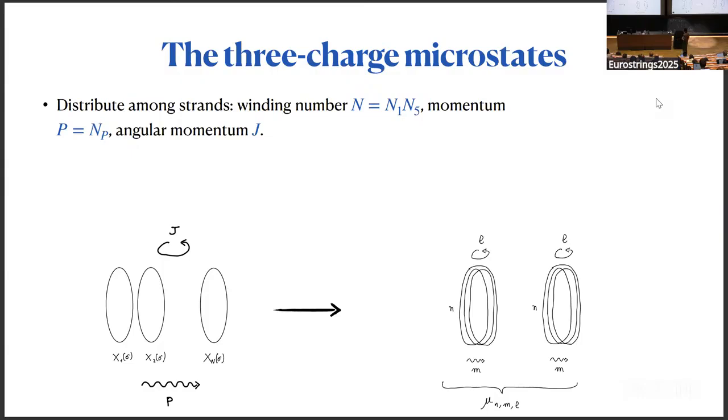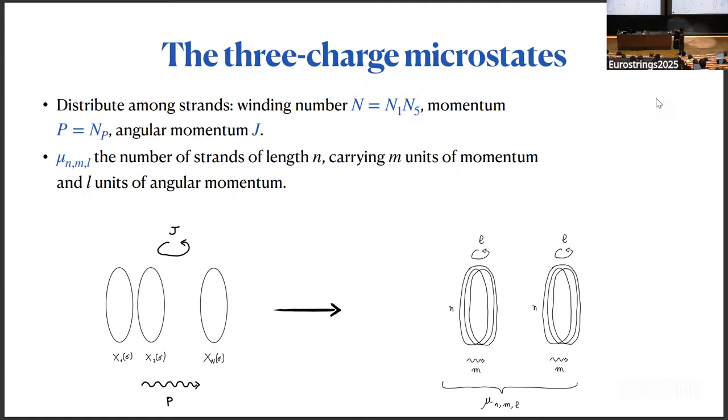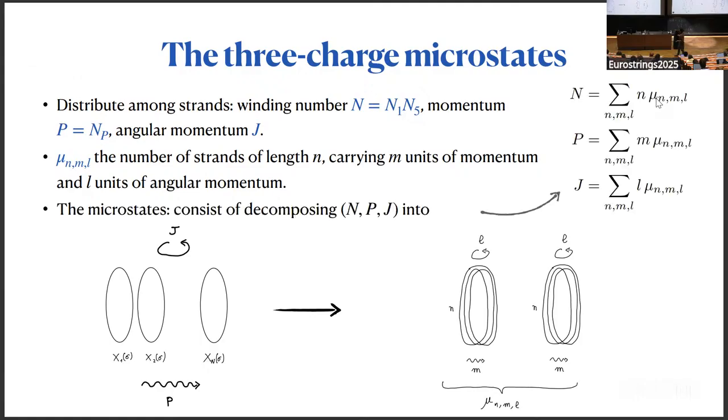So what are the 3 charge microstates? Well, this time we have to distribute among the strands not only the winding number n, but also the momentum number p and angular momentum j. So on the strands we will have also the winding number n, momentum number m, and angular momentum l. And let me call mu the number of such strands. And this time the microstates consist of decomposing n, p, and j into these factors that depend on mu.